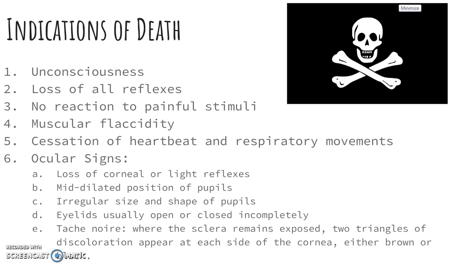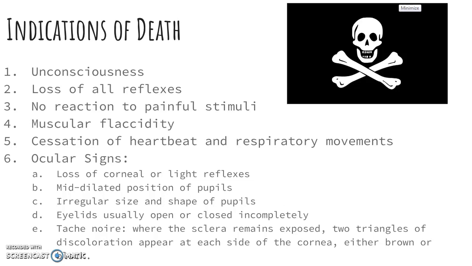If a person is unconscious, there is a stimulus that you can use to rouse them, and that's called a sternal rub, where you rub your knuckles into their sternum. It causes a significant amount of pain that will typically cause a reaction if they are still alive. Muscular flaccidity, so all of their muscles are lax. And then the obvious sign is the cessation, or the stopping, of their heartbeat and their respiratory movements.